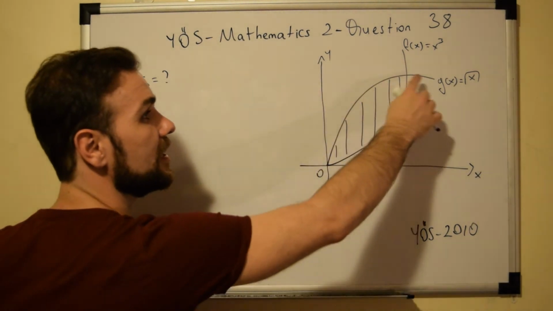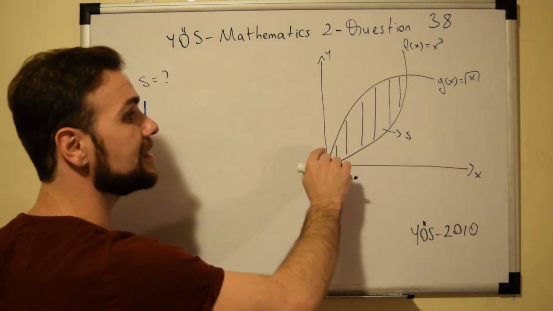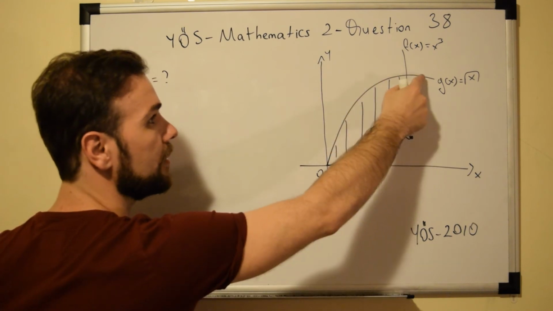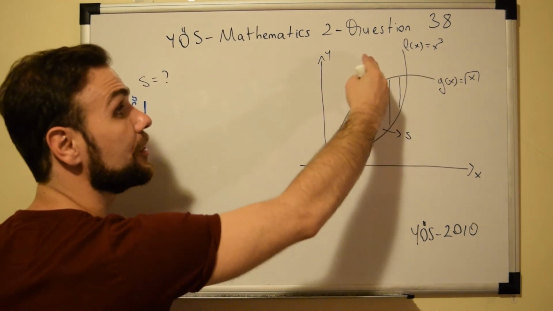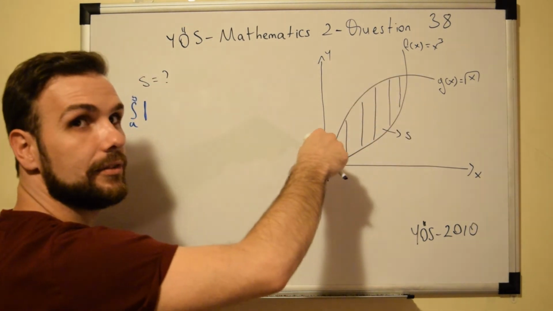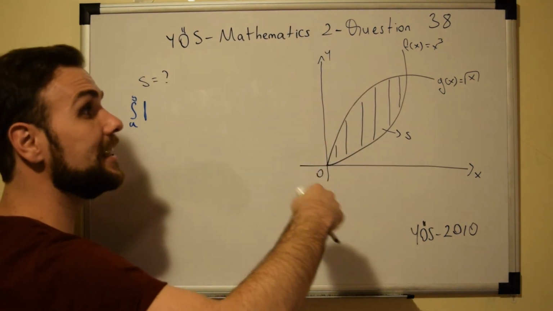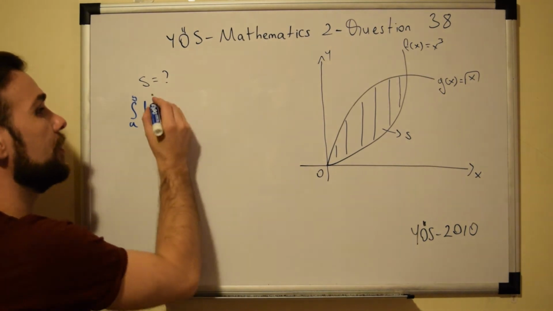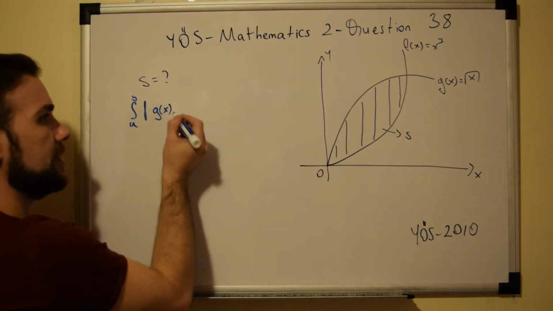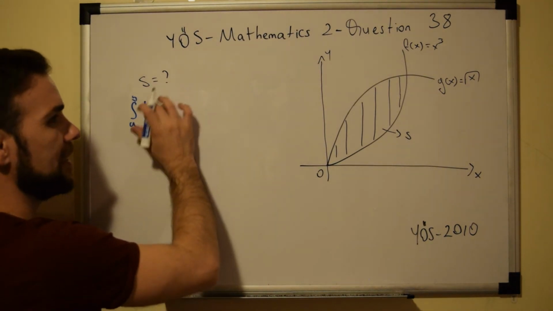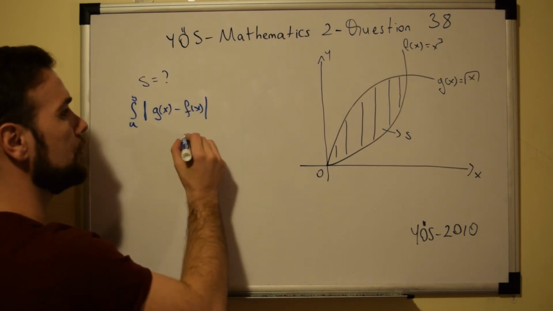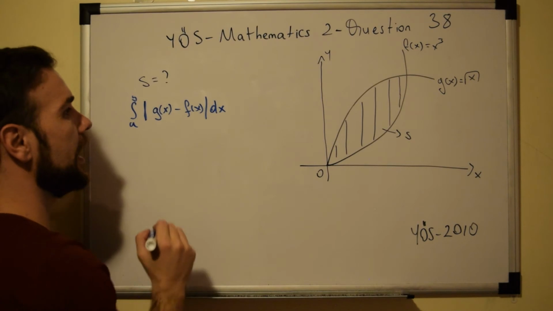Now what do we see here? We see that the points in the diagram of the function gx are greater than the points of the function fx. What does that mean? It means that gx is greater than fx. Therefore we write gx as the first unit, minus fx, we close the absolute value, times dx.